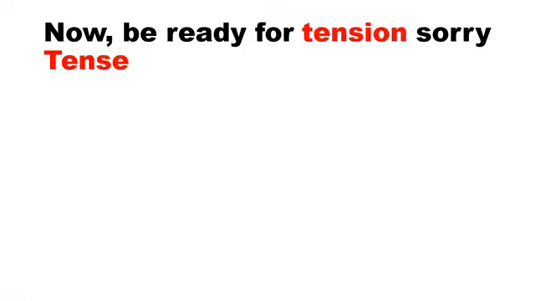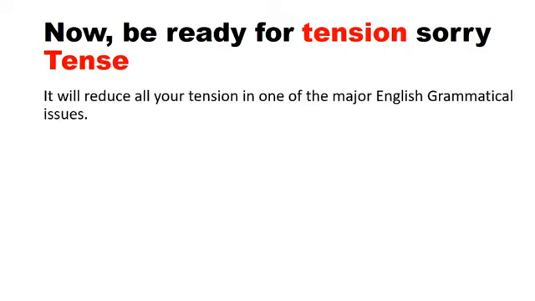Now be ready for one common word, which can be attention, because both are not in a proper way. One is a traffic jam, another one is a pile of books. Maybe one common thing is that both may indicate tension. Sorry, tense. It will reduce all your tension in one of the major English grammatical issues.